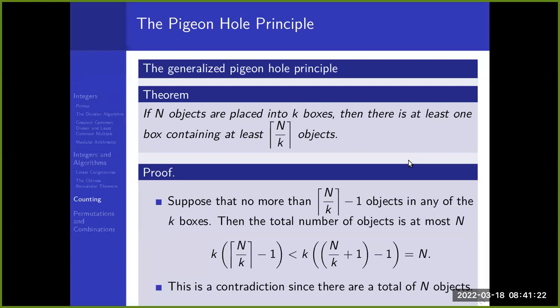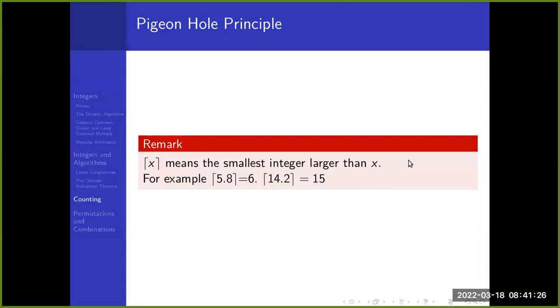Okay, so this is just explaining the ceiling function. If you apply this function to x, it means you pick the smallest integer that is larger than x. And here is an example. We did some of these. I think that should be clear by now.